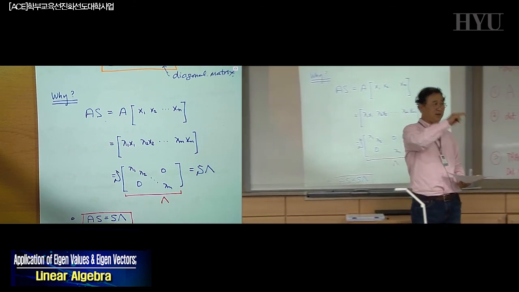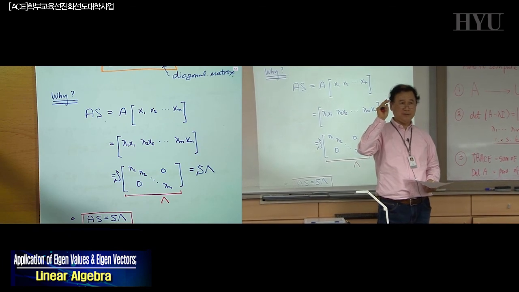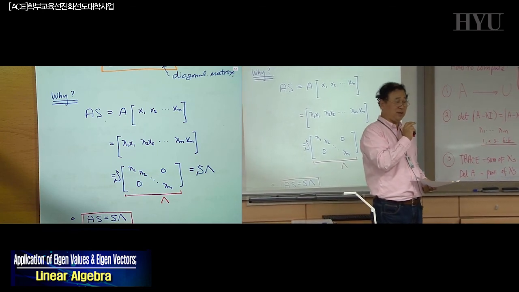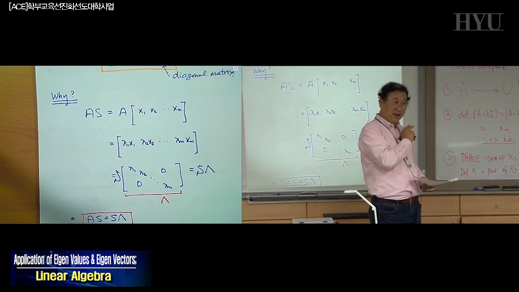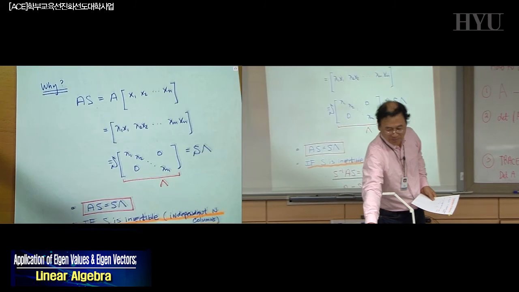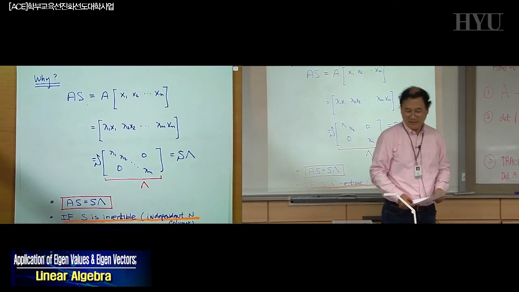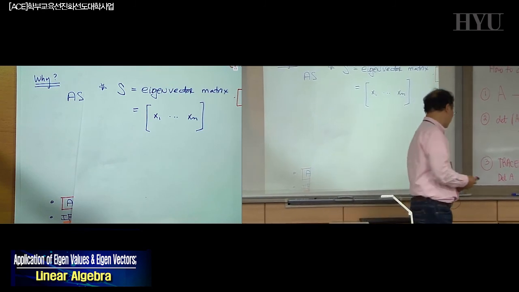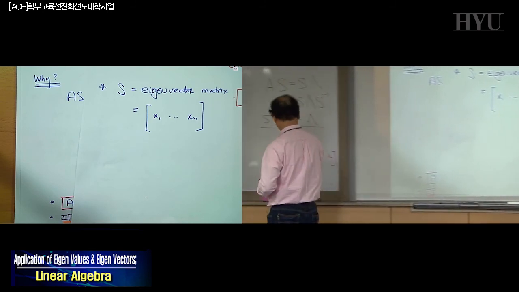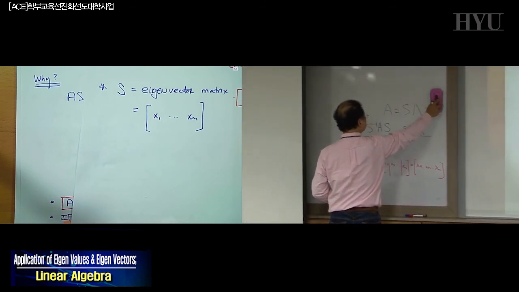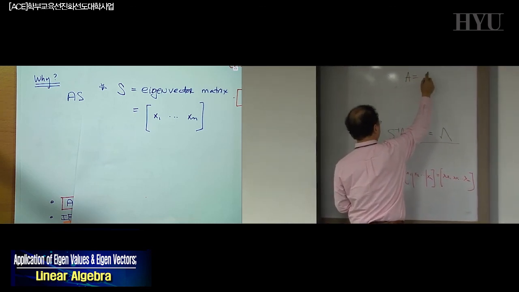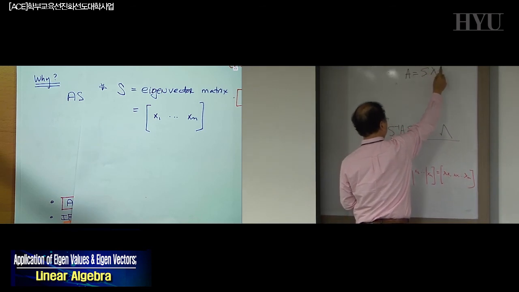So, does anybody have any questions on diagonalizing a matrix using eigenvectors? Young, can you understand that? Okay. Then we try to find some application for that. Just remember A is S lambda S inverse.